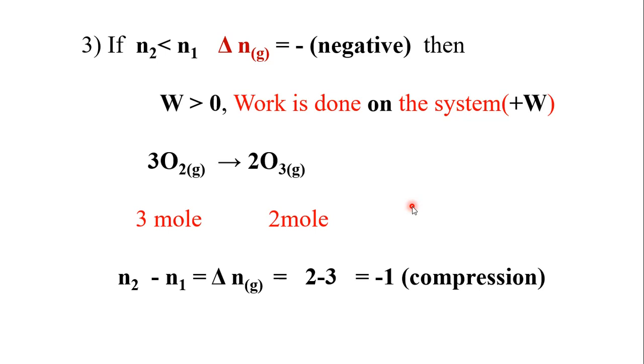Many times in the state board exam, a question is asked like this: derive an expression for work done in a chemical reaction. Or you are given some reactions and asked to classify them and identify in which reaction work is done by the system, work is done on the system, or no work is done. That depends upon the change in number of moles of gaseous reactant and product, that is delta N.